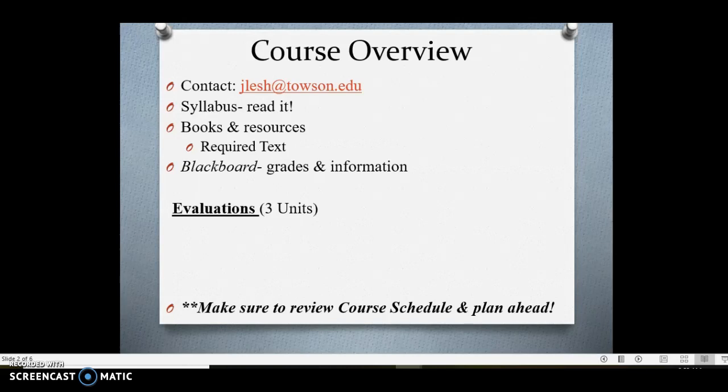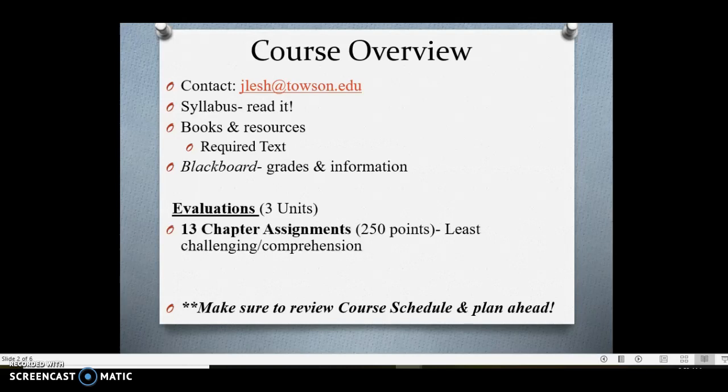This course is broken into 3 units. Each unit is a little over 2 weeks, so if we divide 7 weeks by 3, we have a little over 2. The evaluations are as follows.